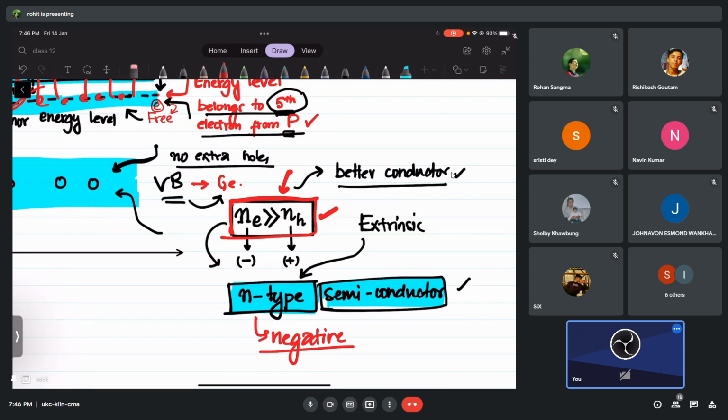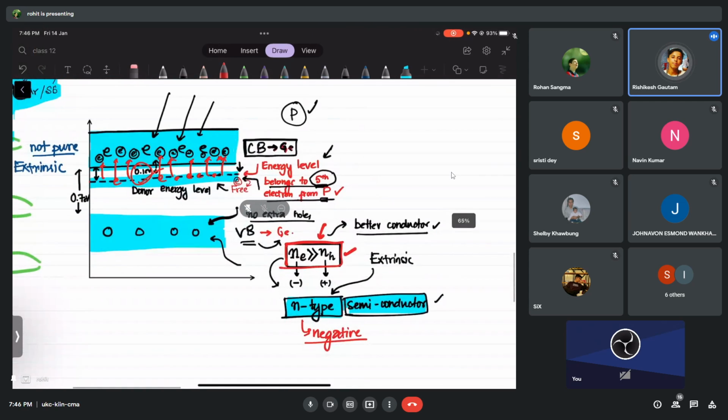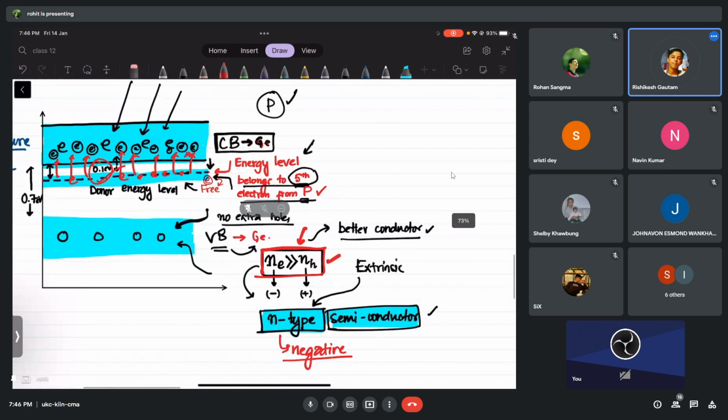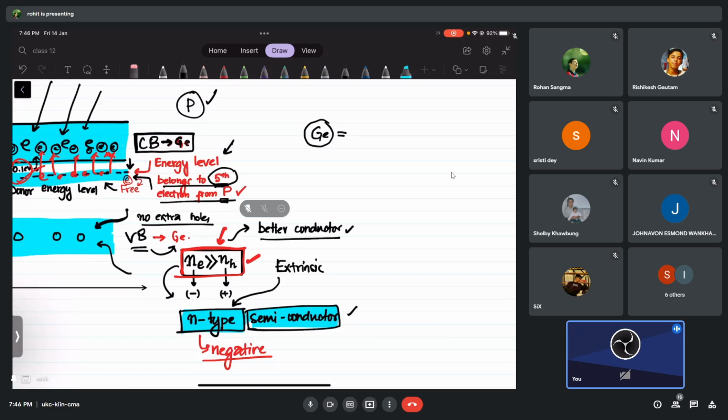Yes, sir, I have one doubt. Yes, ask me. Sir, why is there an energy gap in this donor energy level? Because germanium, right? Germanium, what is the atomic number? Do you know? I think 32, no? The configuration will be 2, 8, 18, 4, I think, no? Yes, sir, something like this.